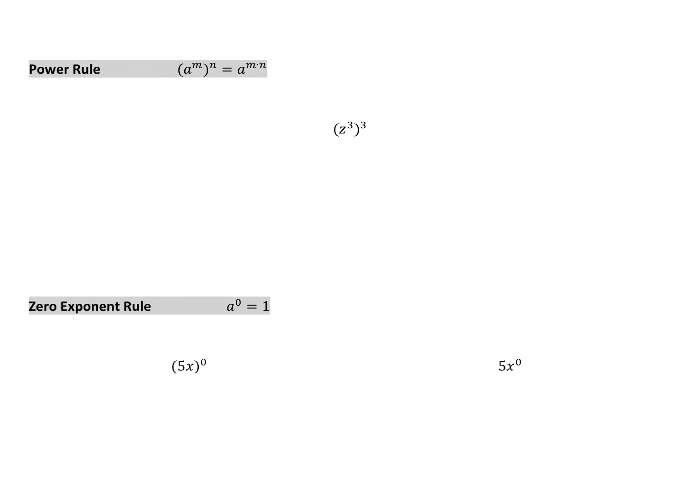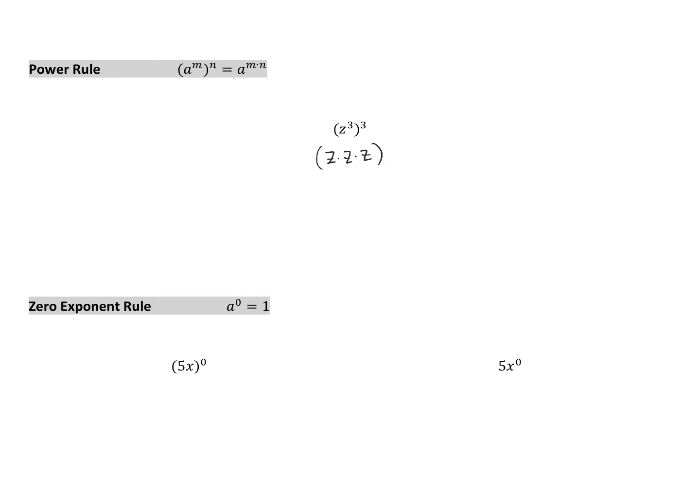The power rule. This says that if you have one base raised to two exponents, you simply multiply those exponents together. Notice I have z, that's the only base, and that base z is cubed, and then that is cubed. So two exponents are applied to the same base. Let's think about what that means.